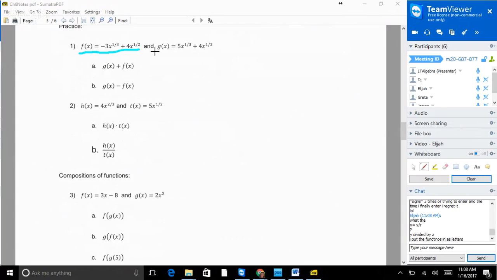We have f of x equals, oh, okay. You put the functions as letters, gotcha. Well, let's just look at this, Elijah. It's really not too bad.